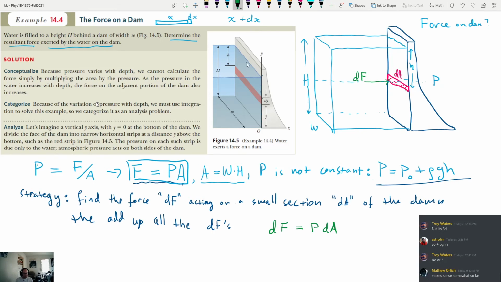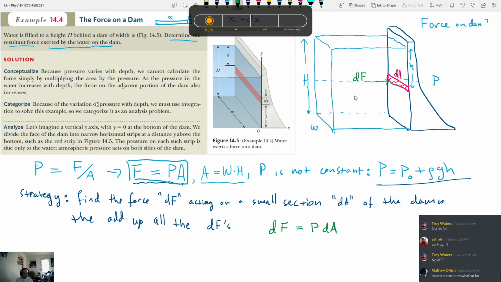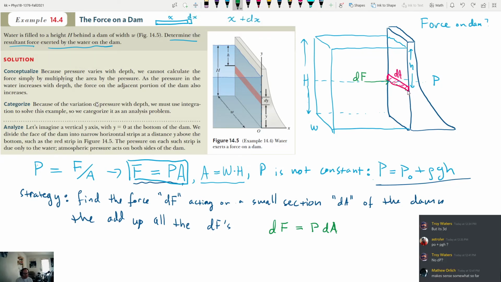Now, had I chosen a strip like this, that wouldn't have worked, right? Because now the pressure would change from point to point on the strip. But because we intentionally chose a strip that went left and right, I know the pressure is constant there. Same depth, yeah. Okay.